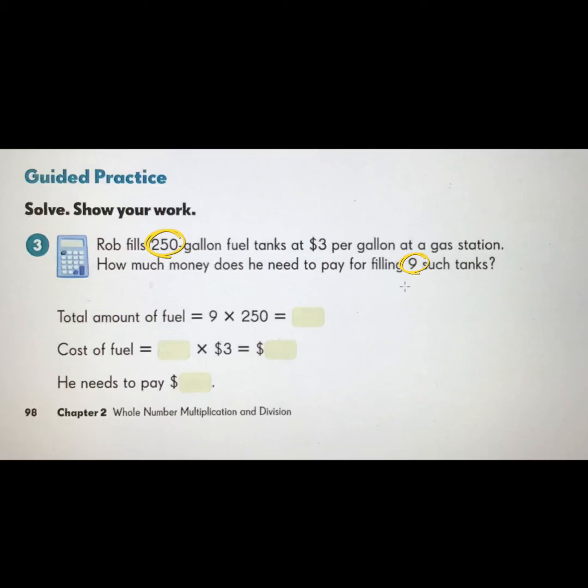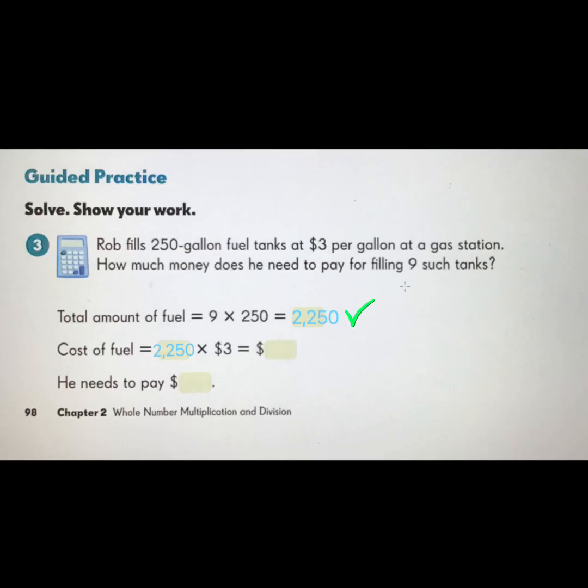Now the question, before I even continue reading the rest of the sentence, is asking how much money does he need to pay for filling 9 such tanks? That 250 is only indicating that it's one fuel tank. So I want to multiply 9 and 250 so I can find out how much fuel he's going to have. So when you do that, you're going to get an answer of the amount of fuel we're going to have is 2,250. Now that completed the first step of this problem, so we're going to proceed to the second step because the question is really asking how much money.